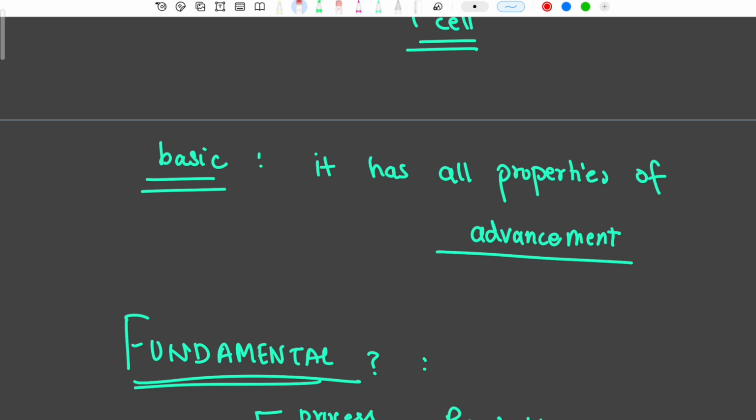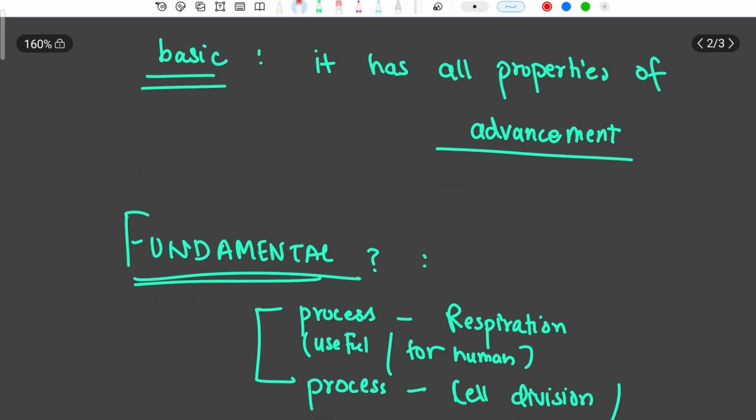If I talk about cell organization, when cells come together, they make a tissue. When tissues come together, they make an organ. When many organs come together, they make an organ system. And when organ systems come together, they are responsible for making an organism.